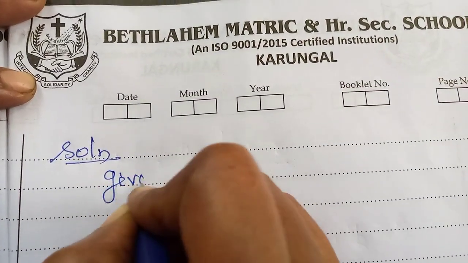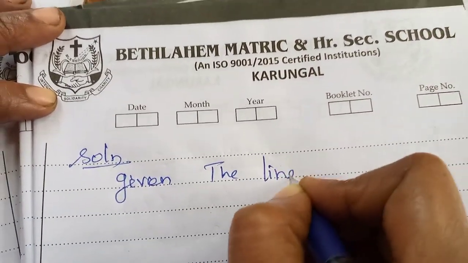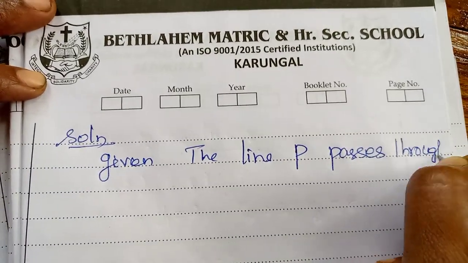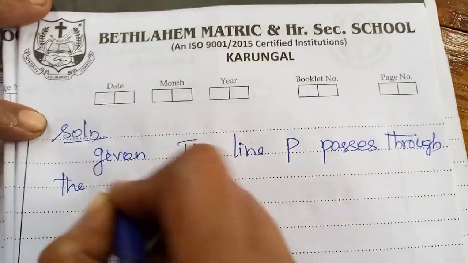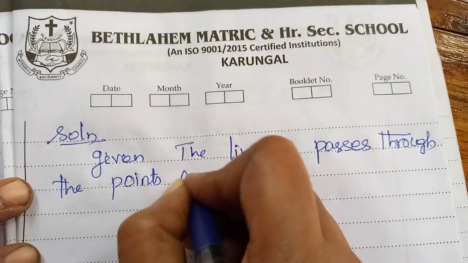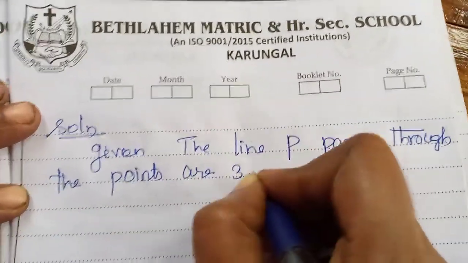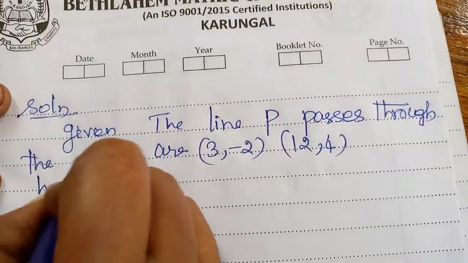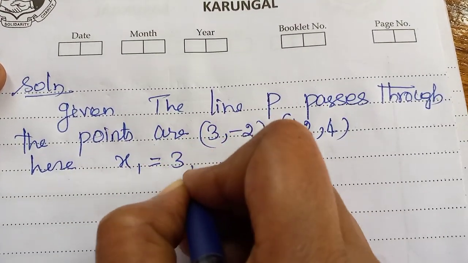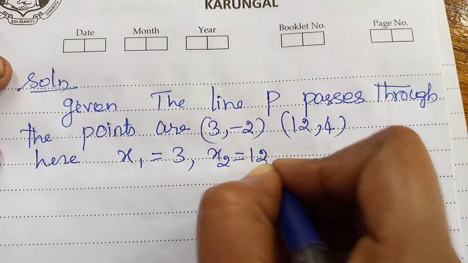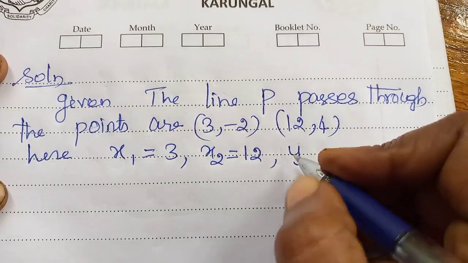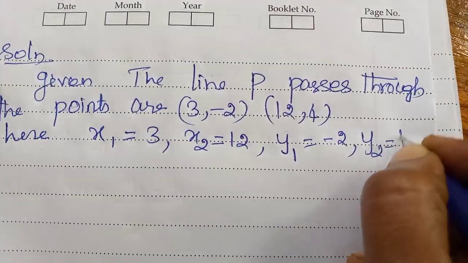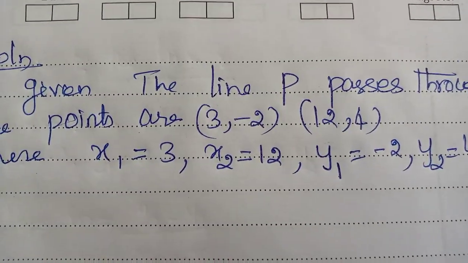Given the line P passes through the points (3, minus 2) and (12, 4). Here x1 is equal to 3, x2 equal to 12, y1 is equal to minus 2, y2 is equal to 4. Let us find the slope of the line P.